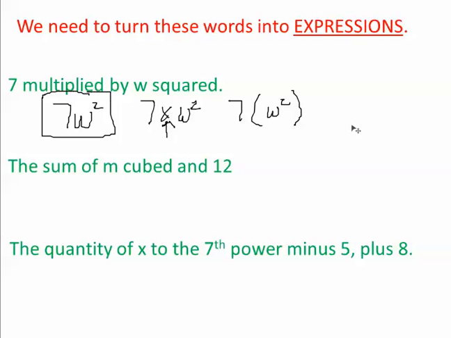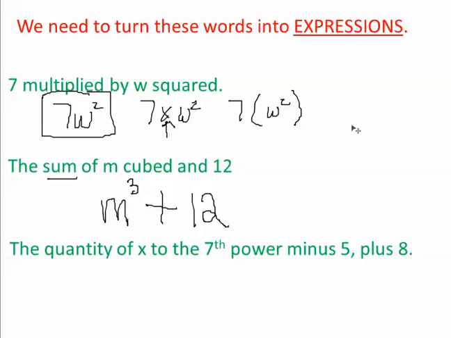Let's try another. The sum of m cubed and 12. I like the way that's worded. The sum. That tells me right away I need a plus sign. The sum of what? The sum of m cubed and 12. So that looks like this expression that says the sum of m cubed and 12.